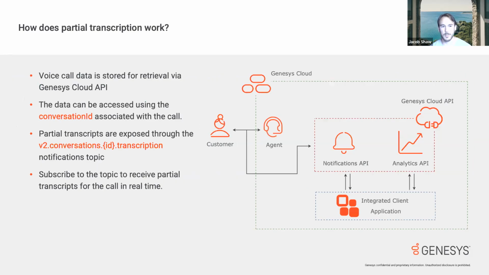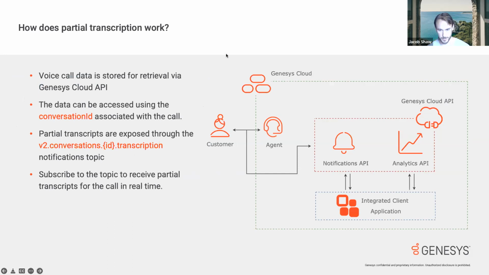So how does it work? It's using our Genesys Cloud API to store those partial transcripts. And then the user can take that conversation ID associated with the call and subscribe using the notifications API to specifically this topic that's shown here, to get notifications and then receive those.